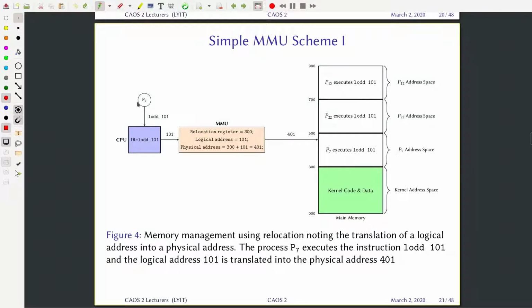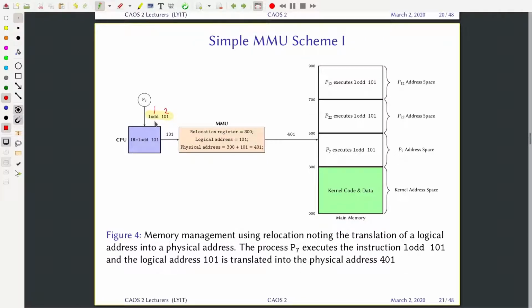So for example, we can see here the CPU, we're well used to that. We can see that there's a process which is executing, and that is process P7. We can see also that process P7 is executing a machine code instruction which is LOD 101. So obviously there are two components to this. The first component is the actual machine code instruction itself, and the second component is the address.